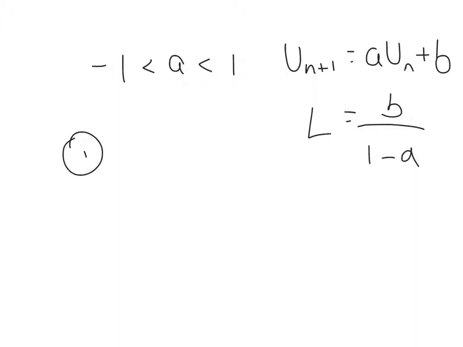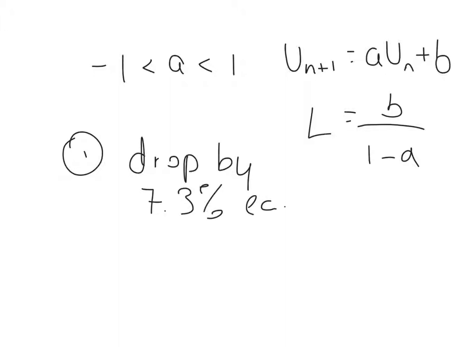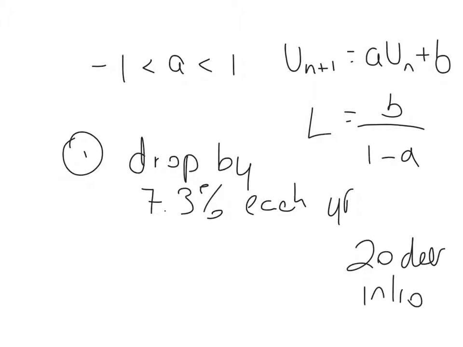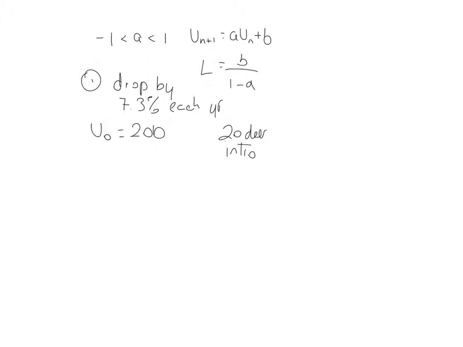Okay, so example one of these. The deer population in a forest is estimated to drop by 7.3% each year. Each year, 20 deer are introduced to the forest. The initial deer population, which we could call u0, is 200. Okay, so part A, how many deer will there be in the forest after 3 years?